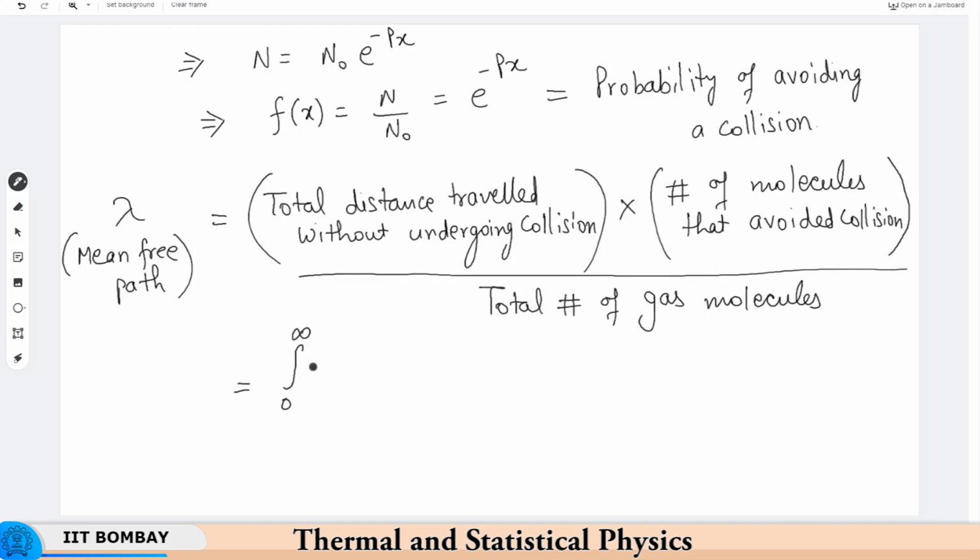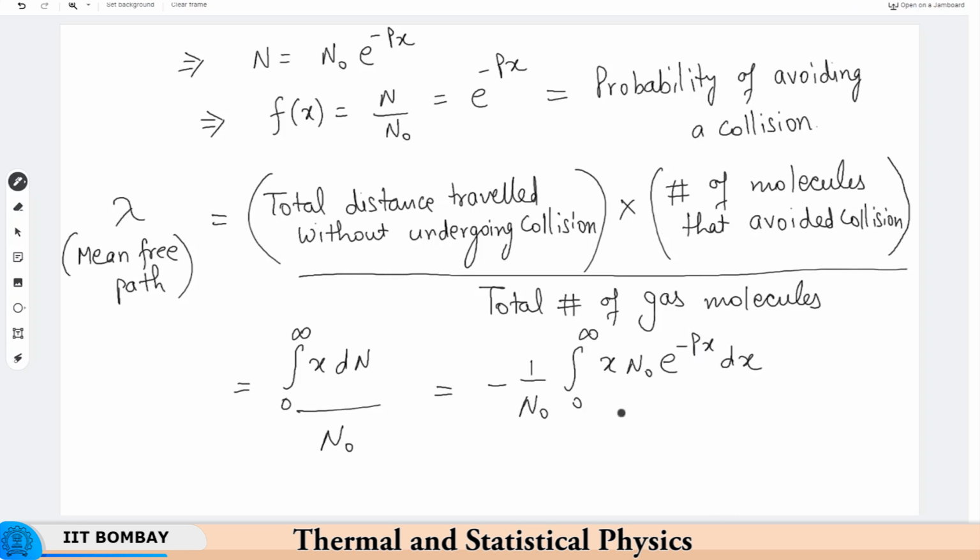This basically becomes the integral from 0 to infinity of x dn divided by n0. So, this is the distance x travelled by these molecules which did not undergo collision. The integration of dn from 0 to infinity is the total number of gas molecules that avoided collision divided by the total number of gas molecules. So, all I am doing is substituting dn from this equation. So, this becomes the integral from 0 to infinity of x n0 e raised to the power minus px dx.